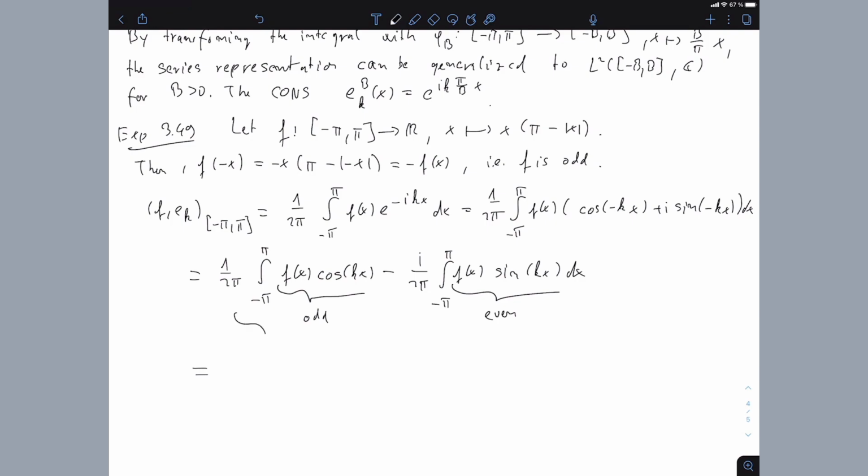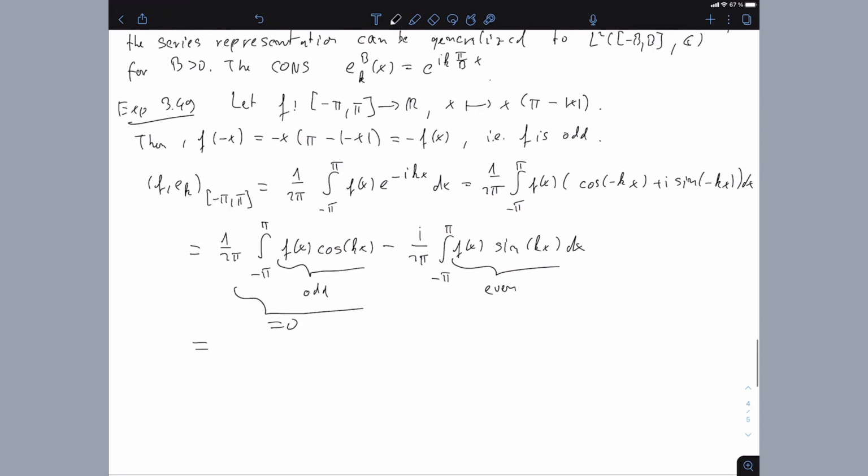So we don't have to compute any of this. And what is the integral of an even function over a symmetric domain? Yes, 2 times the integral over half. So that means I can get rid of the 2 here.